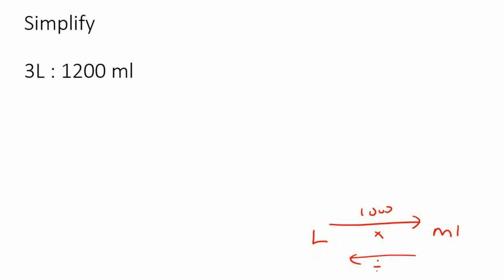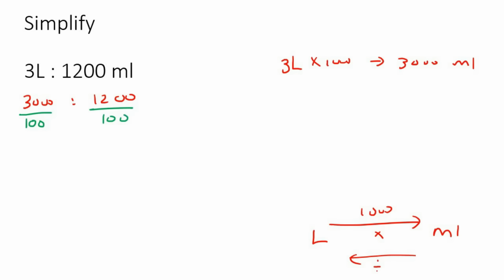Okay, so 3 liters, if you multiply that by 1,000, that'll give us 3,000 milliliters. So we now have 3,000 and 1,200. Now you need to find a number that can go into both. Use the biggest number that you can, because it just makes your life a little bit easier. But if you choose a smaller number, it is fine. It will get to the same answer eventually.